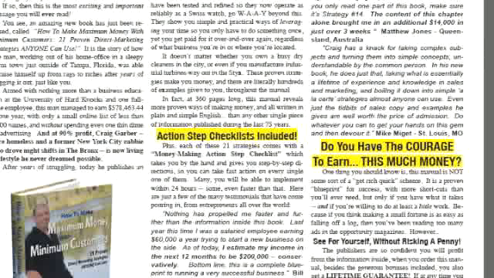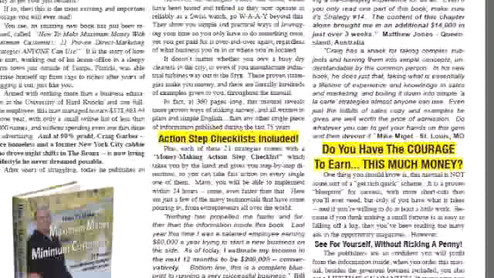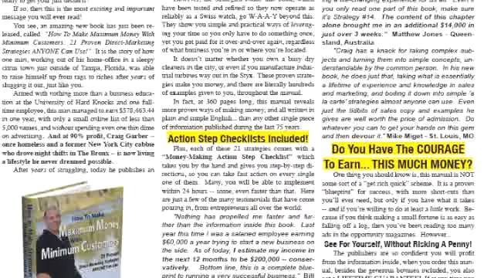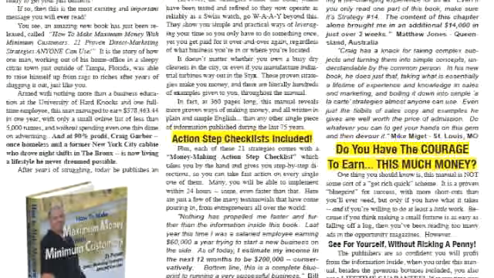Do you have the courage to earn this much money? By the way, that is an adaptation of an old Eugene Schwartz ad. I think his ad said, do you have the courage to earn $500,000 or more, or something along those lines. In fact, this entire ad is similar to how Schwartz used to write ads back in the 70s, which to me is the best way to write ads. They're so non-threatening, and it obviously was effective. He was one of the most brilliant copywriters and marketers in the history of marketing.